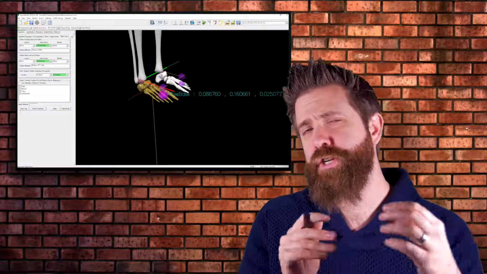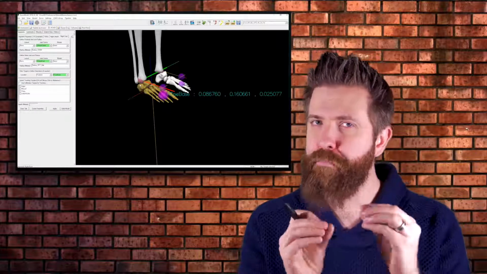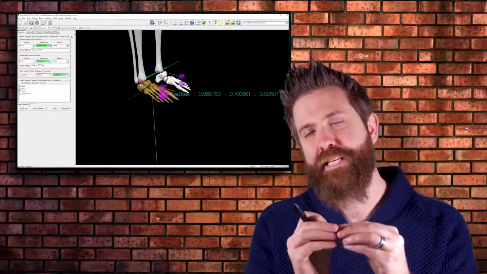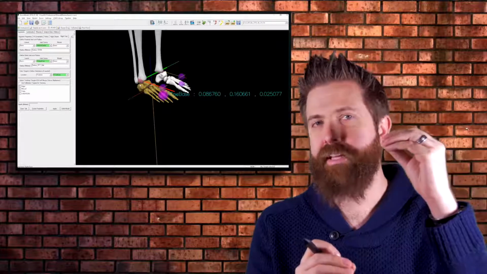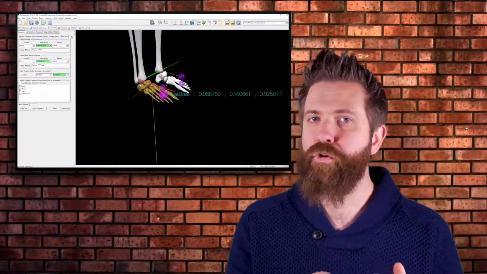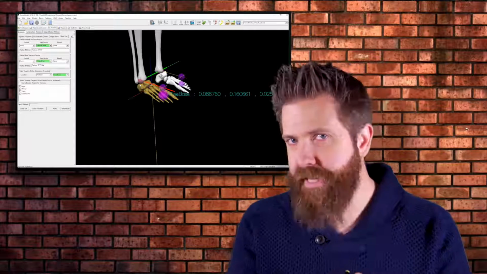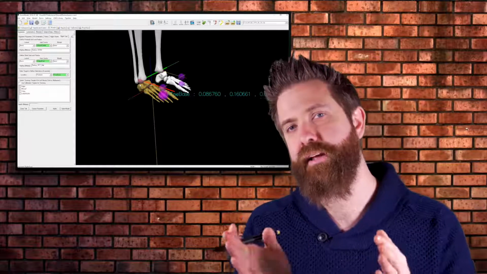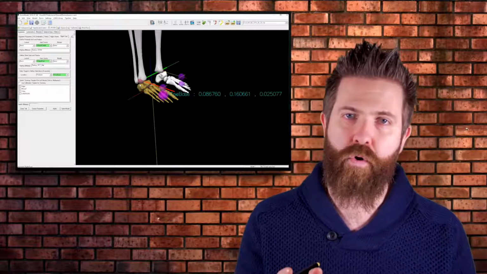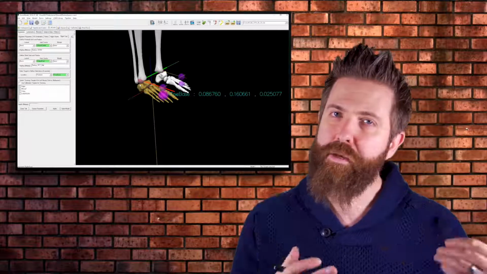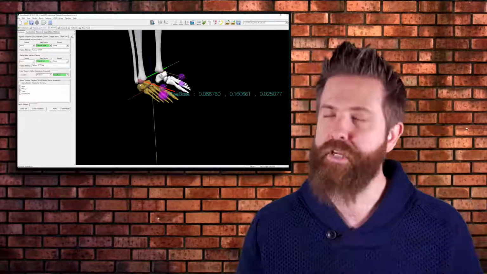So you can see each individual landmark that we're creating is based on the previous one, and we're either moving in a straight line down or a straight line to the side or forwards or backwards, but we're keeping it very simple so it's easy to keep track of.